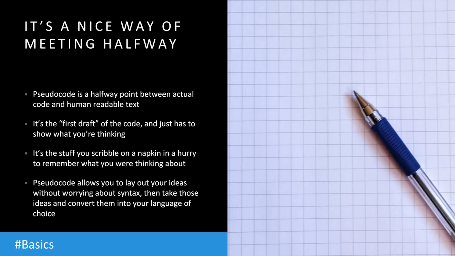It's the first draft of your code and just has to show what you're thinking or kind of how you want to outline your thoughts. It's the stuff that you scribble on a napkin in a hurry to remember what you were thinking about and then go and convert it to code later. Pseudocode allows you to lay out your ideas without worrying about syntax.